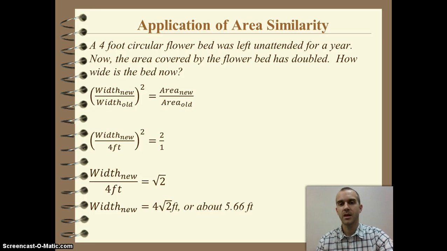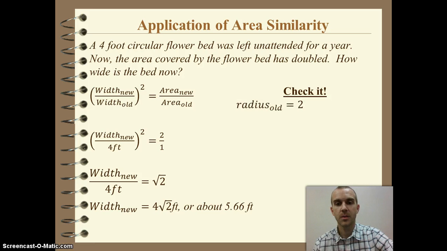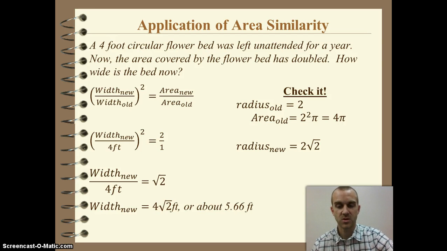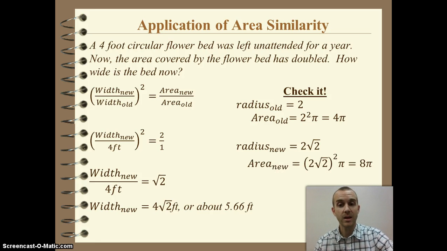Now that doesn't make sense to some people. They say, well, if my area is doubled, why is my width just barely a little bit larger than the original? So let's check it out. If I think about my old bed, the radius would be 2 feet because it's half the diameter. So the area would have been 2 squared times pi, in other words 4 pi. Now if I look at the radius of the new bed, that's 2 square root of 2. That's half of the 4 square root of 2. And I square that and multiply by pi, I end up with 8 pi.